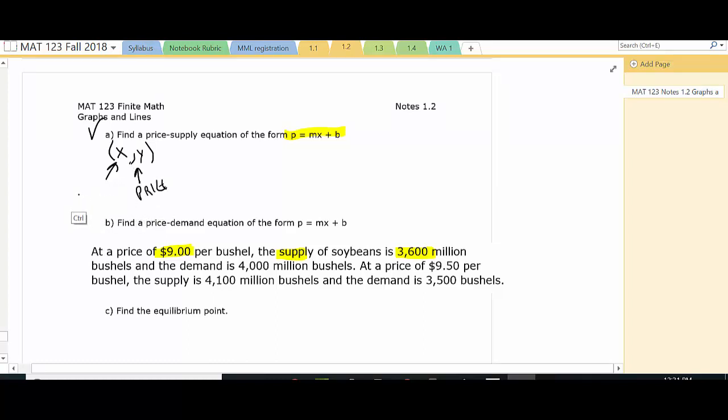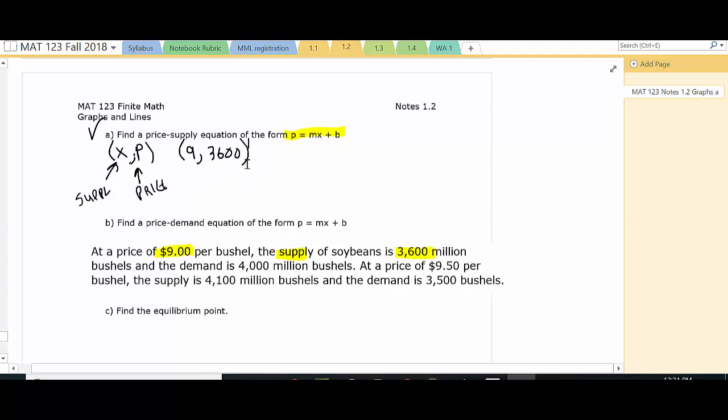And then that's going to be the supply, like that. Okay, that's what I'm reading. That's going to give me a point C, okay? And probably more specifically, instead of having XY, I need to have XP. All right, so that's what that says. Okay, so you're going to get points. So the first point we're going to get is $9, comma, and then 3,600. And it's in millions, but just leave it as 3,600.